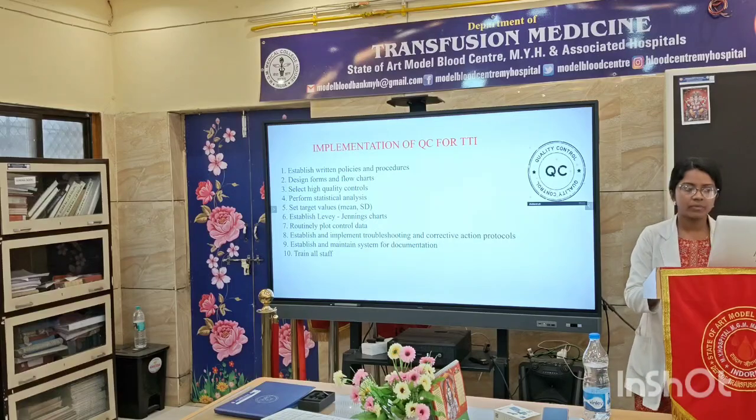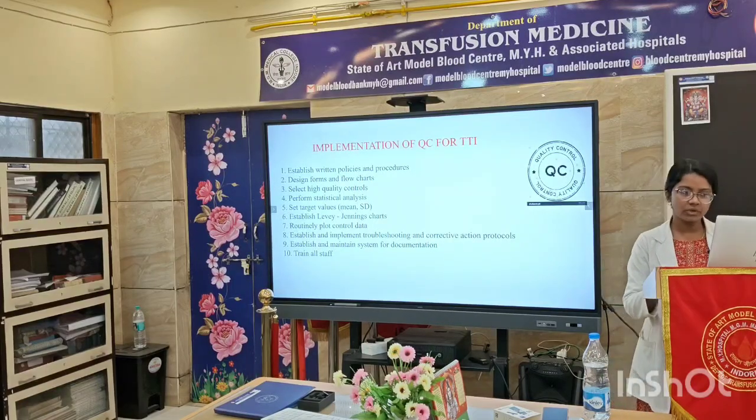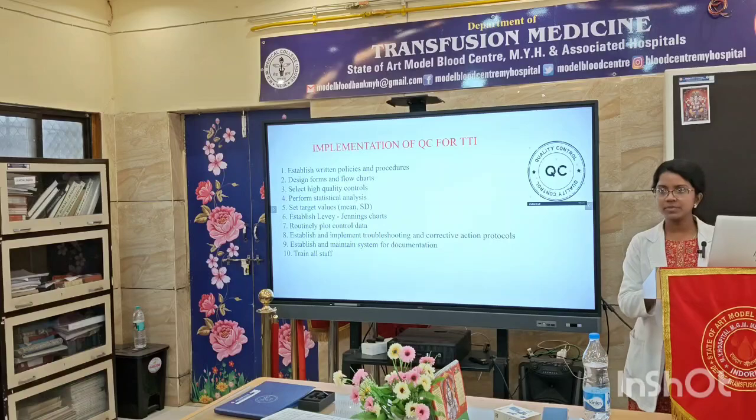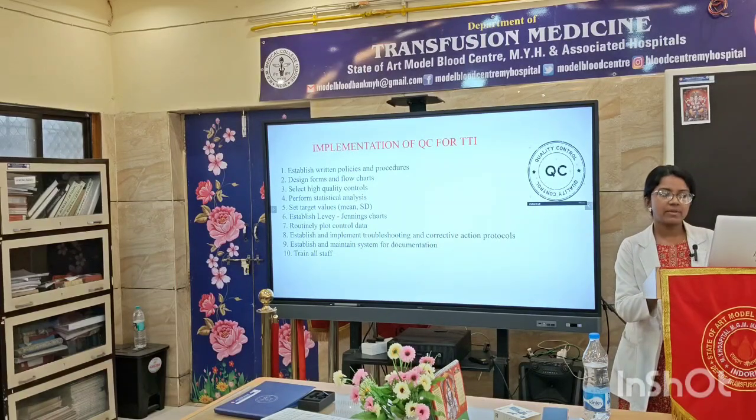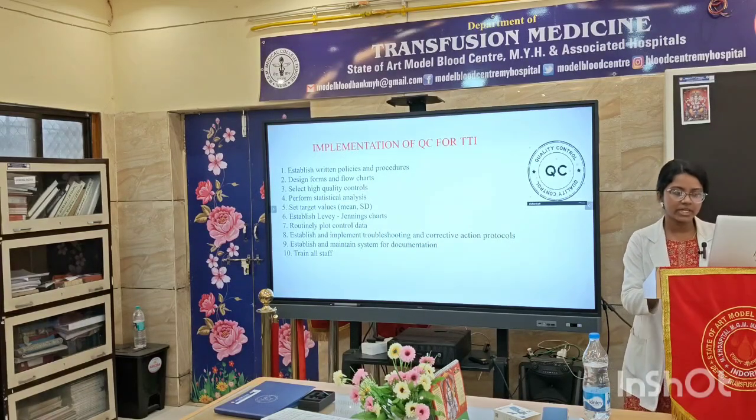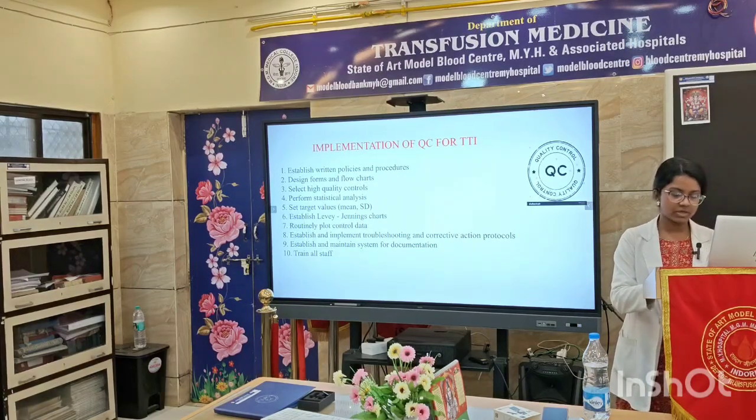So now moving on to the topic proper, implementation of quality control for TTI. These are the steps which we have to follow for maintaining QC in TTI. The steps are: establish written policies and procedures, design forms and flowcharts, select high quality controls, perform statistical analysis of those controls, set target values, mean and standard deviation, establish Levey-Jennings charts, routinely plot control data, establish and implement troubleshooting and corrective action protocols, establish and maintain a system for documentation, and train all staff. We are going to see each point in detail.